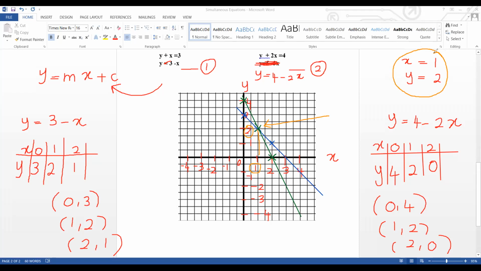That means, remember when you get simultaneous equations, either by using the simplification method or the graphical method, you can use either to find the same value. Okay, so this is our intersection point. From there you will get x as 1 and y as 2.